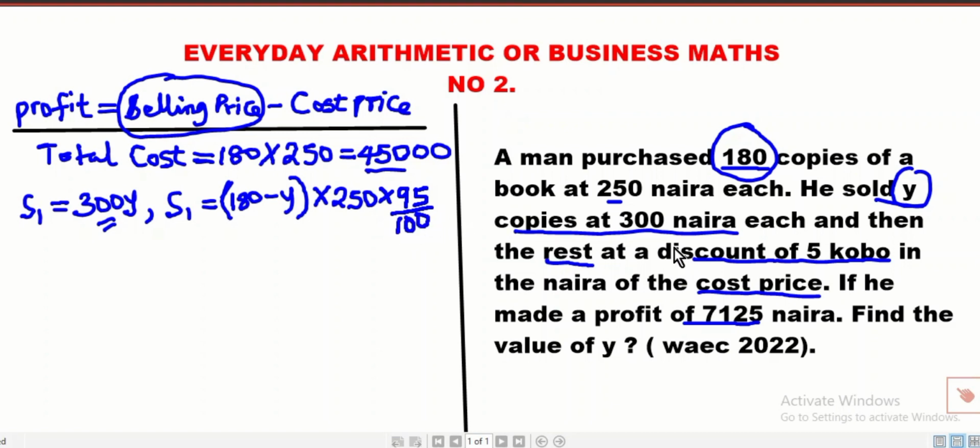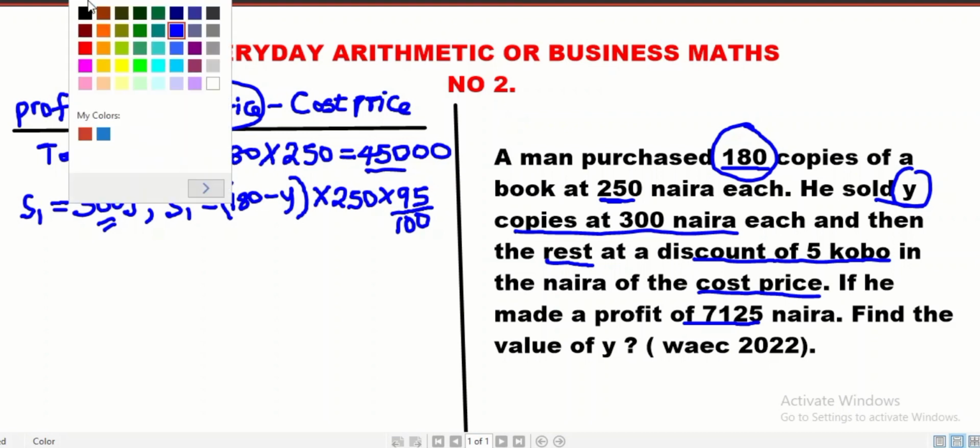Now, why do I say 95? Remember, out of the whole 100 kobo, 5 was removed. If you remove 5 out of it, the rest is going to be 95. So 95 times the cost price, the amount of the cost price. This is what we are going to say. I'm sure you should know what I'm saying.